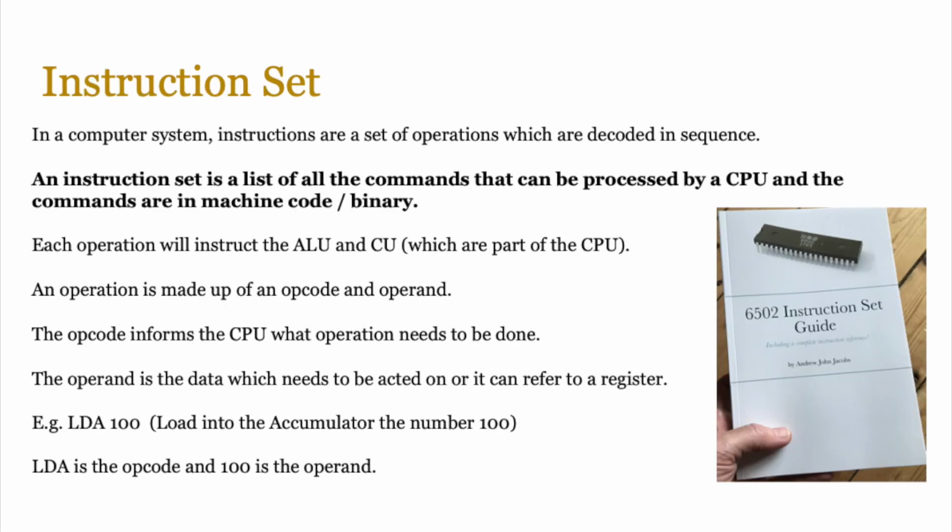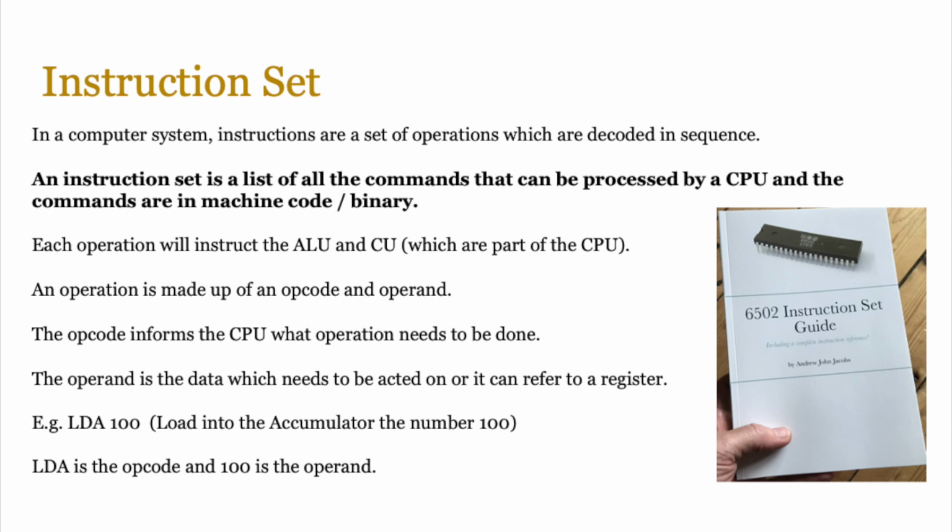Okay, let's move on to the instruction set. Now, in a computer system, instructions are a set of operations which are decoded in a sequence. So an instruction set is basically a list of all the commands that can be processed by a CPU, and the commands are machine code or binary. Now, each operation will instruct the arithmetic logic unit and the control unit, which are part of the CPU, and it instructs them to do something.